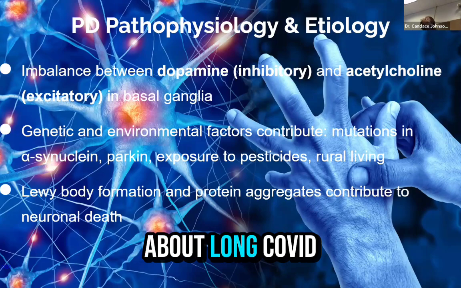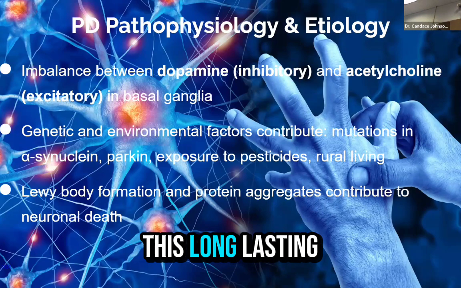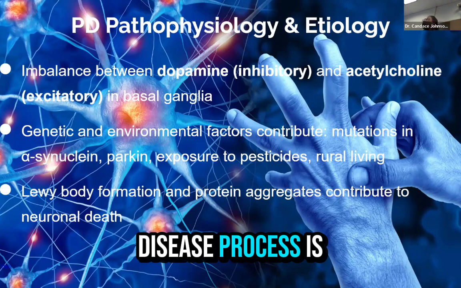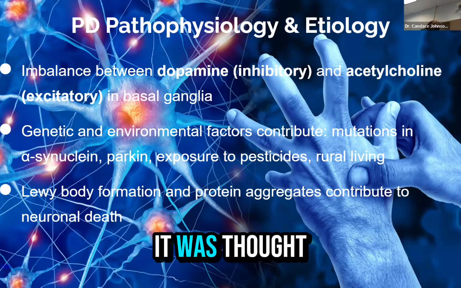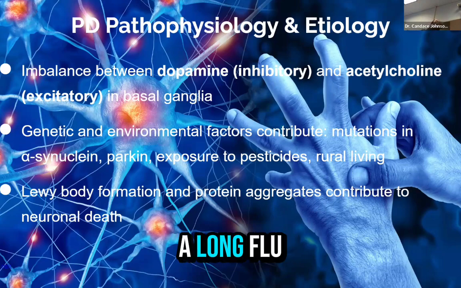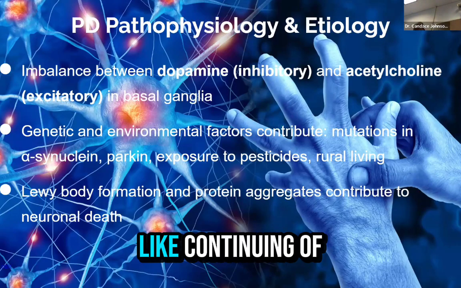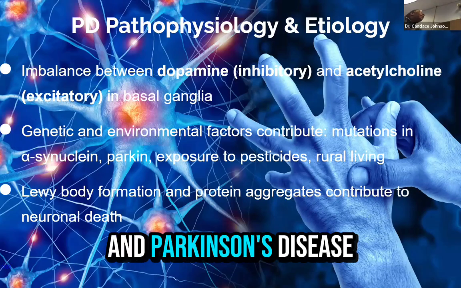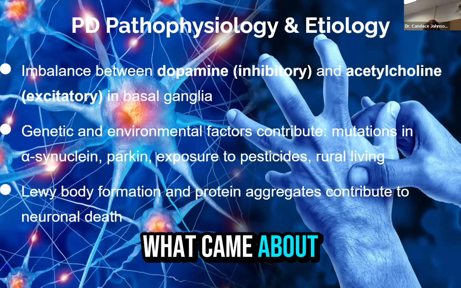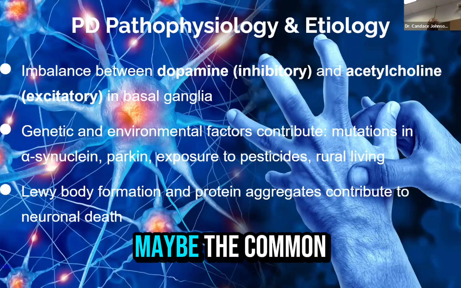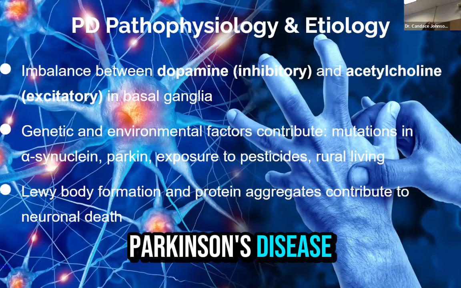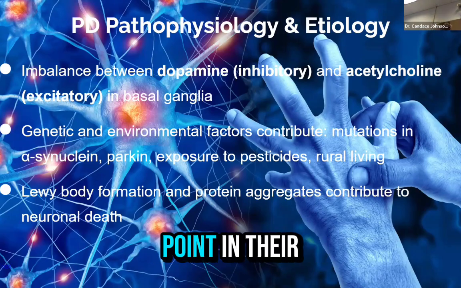Now, you know how they talk about long COVID, which is like these long lasting symptoms that continue even after the exposure or after the disease process is over? Well, it was thought for a moment that flu had a long flu type of sequela, or continuing of symptoms even after the infection, and Parkinson's disease is what came about. Okay, so they thought maybe the common denominator with these folks who actually expressed Parkinson's disease was that they were exposed to influenza at some point in their lives.